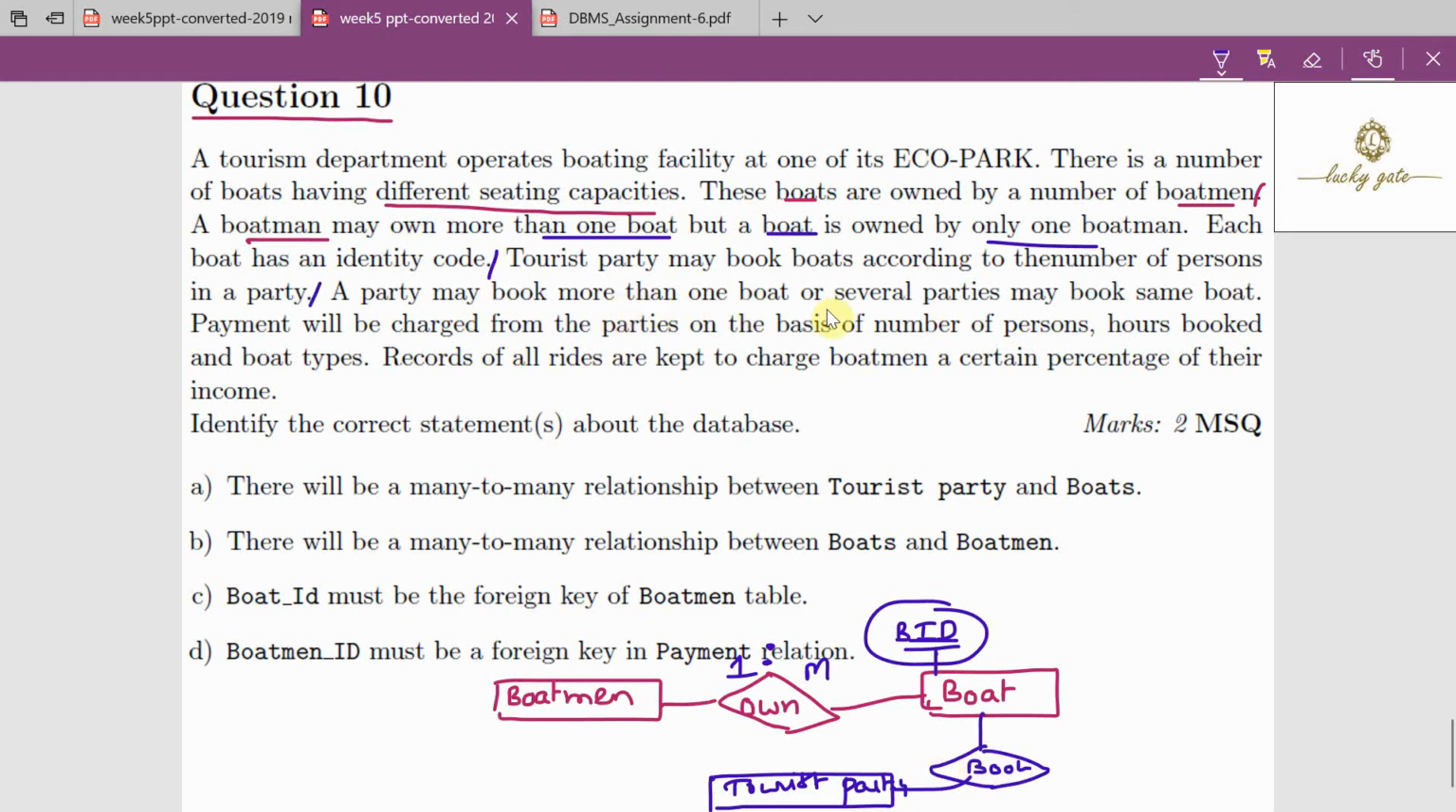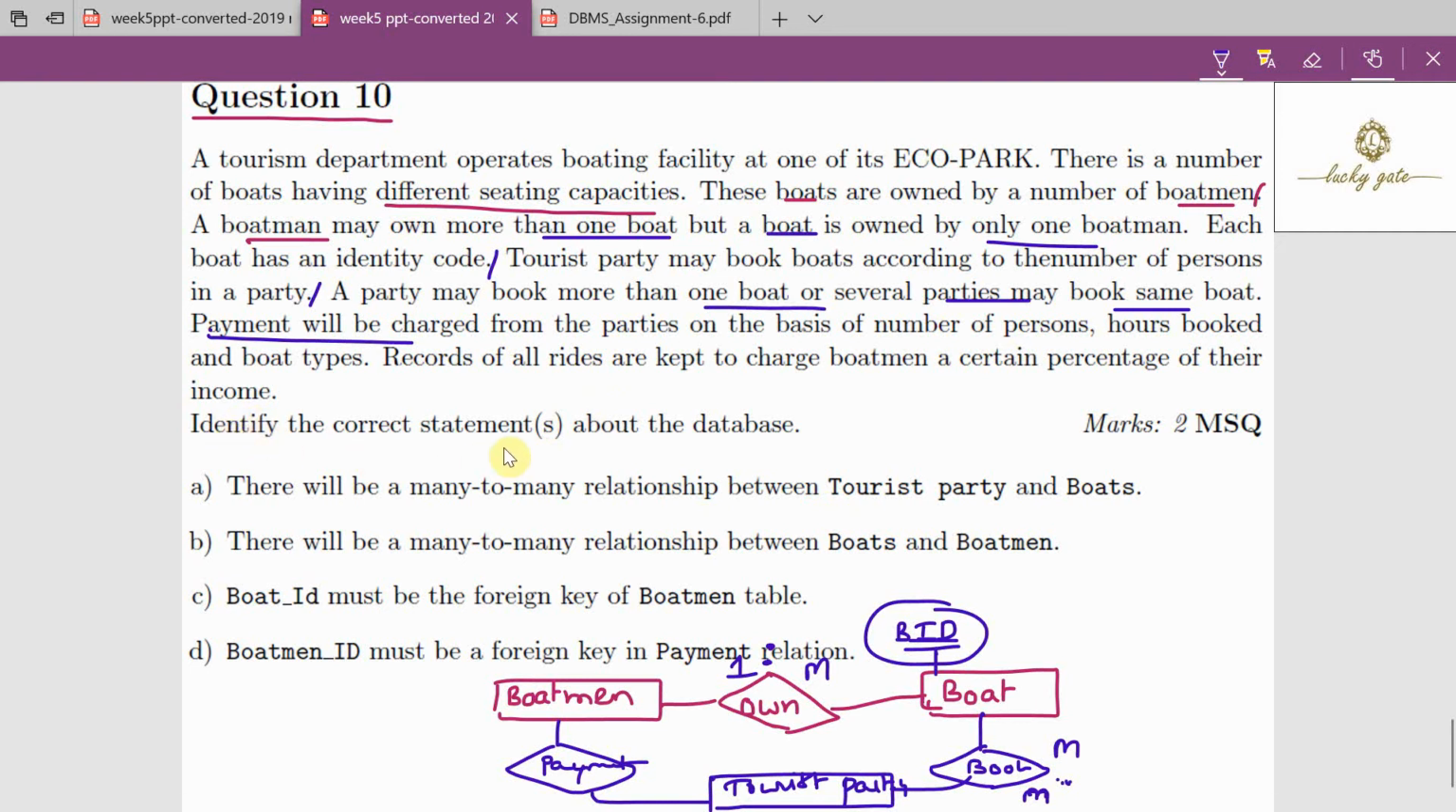A party may book more than one boat, which means one party may book many boats. Or several parties may book the same boat. A boat may be booked by many parties, so from this side it is also many. So there is a cardinality between party and boat of many to many. Payment will be charged from the parties on the basis of number of persons, hours booked, and boat type. Rights are kept to charge boatmen a certain percentage of their income. So between boatmen and this party, I can have a relationship payment, to pay that percentage amount.